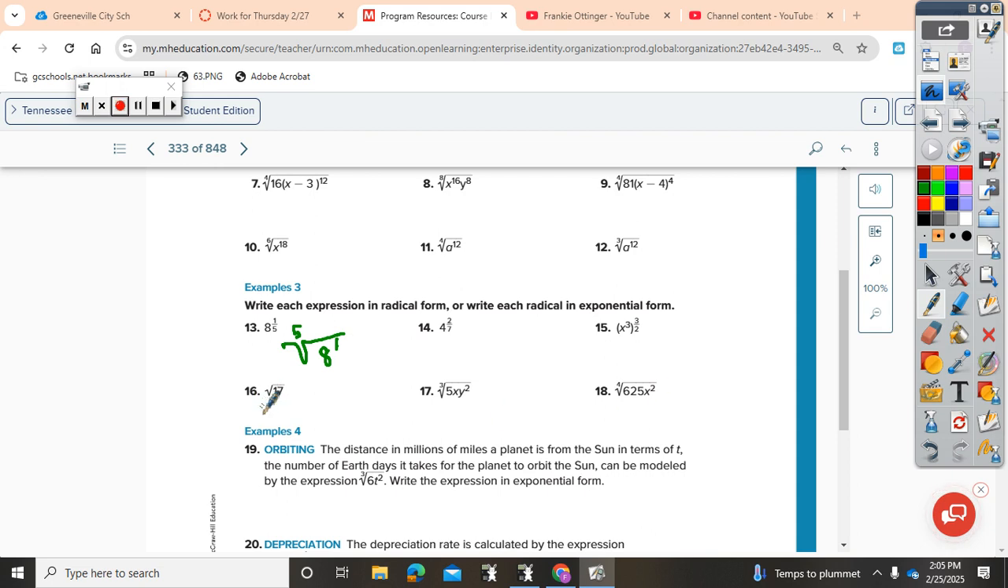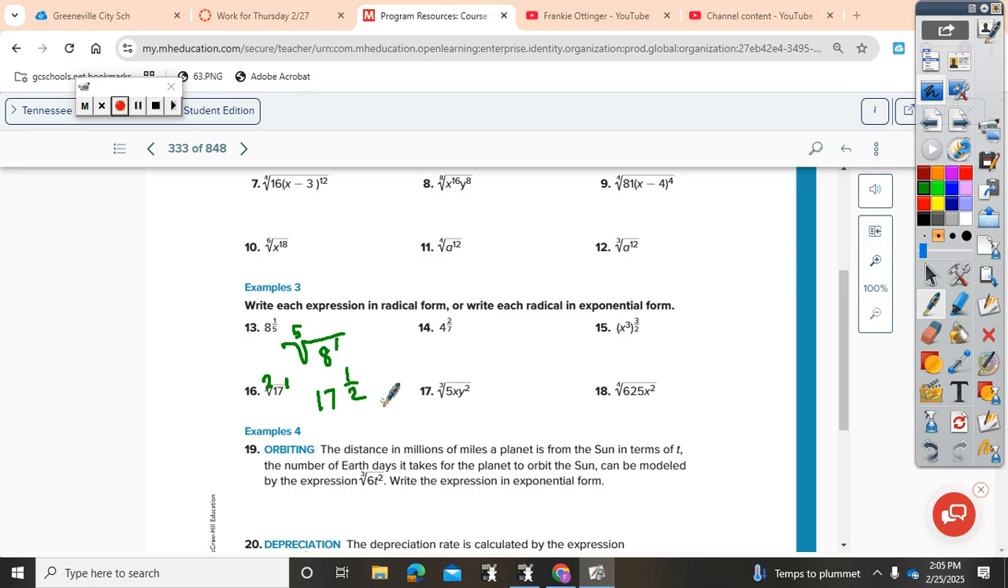16 is easy. You might think it's hard. What's the index? It's not there, so it's 2. What is 17's power? Well, it's 1. So since that one's in radical form, how do I write it in exponential? And that is 17 to the 1/2 power. Don't forget you can check your answers.